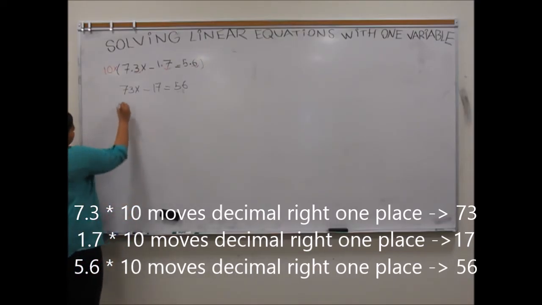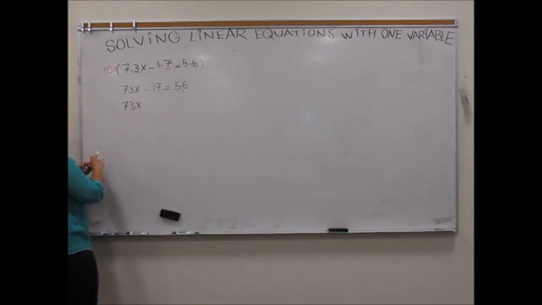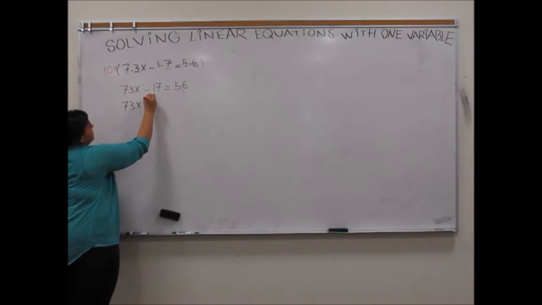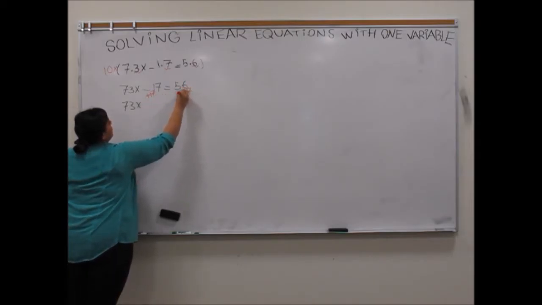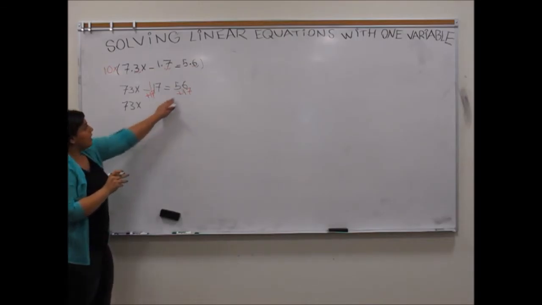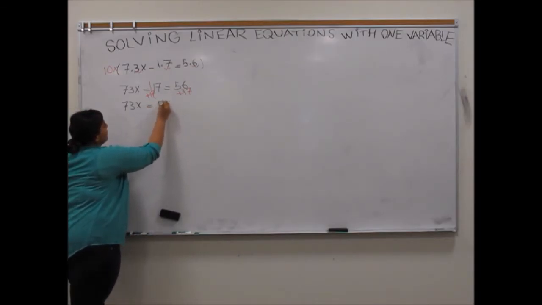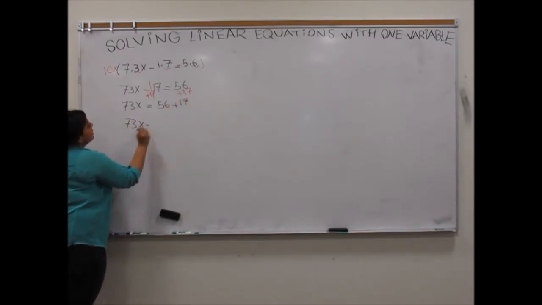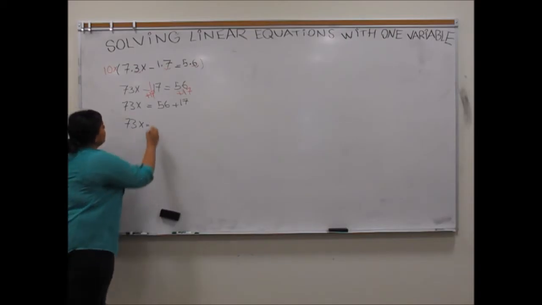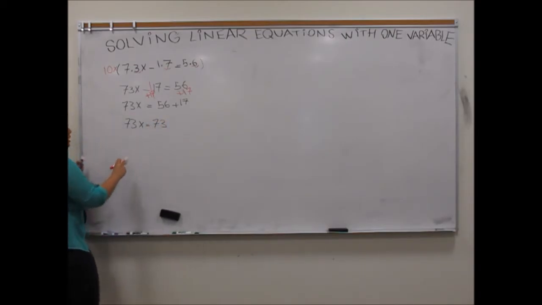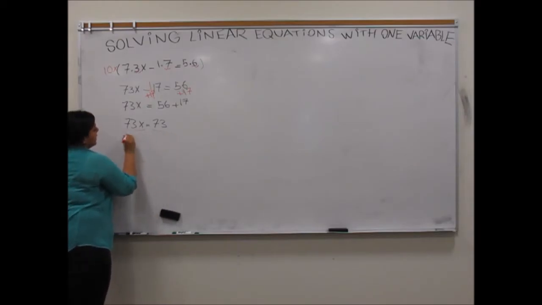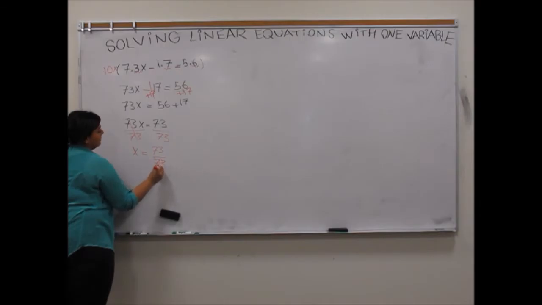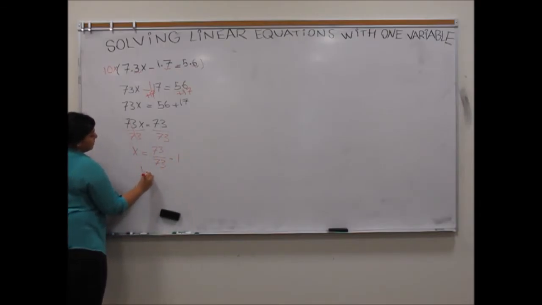So it's going to be what? 73x, so I have to get rid of this negative 17. So plus 17 here, plus 17 to the other side. This will cancel each other out. So I have 73x equals 56 plus 17, which is just 73. Now in order to have x alone, I have to divide both sides by 73. This will cancel each other out, so I have x equals 73 over 73, which is just 1. So x equals 1.